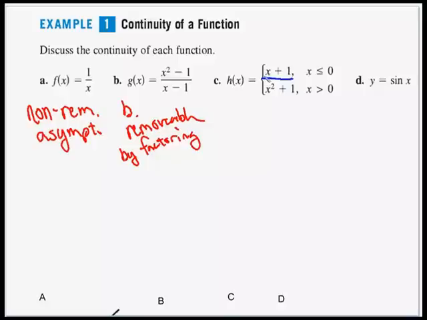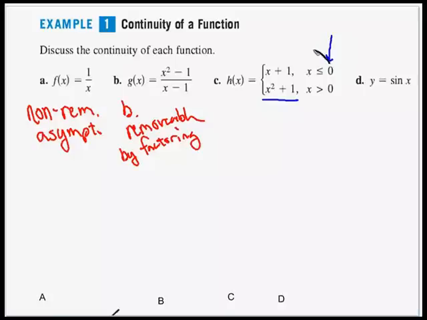X plus 1, that's just a straight line, that's continuous everywhere. The other piece of the function is x squared plus 1. That is also continuous everywhere, just a parabola opening up. So where we're really worried about is at this x value. At this point is where we jump from one piece to the other. So this is an easy check.